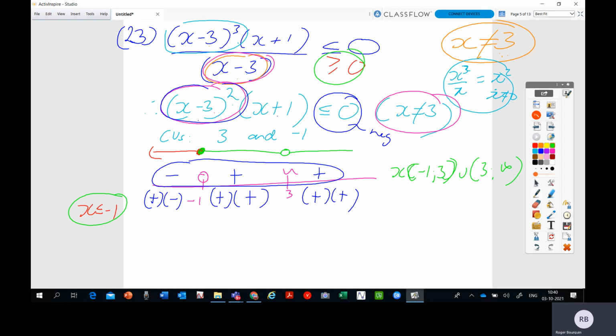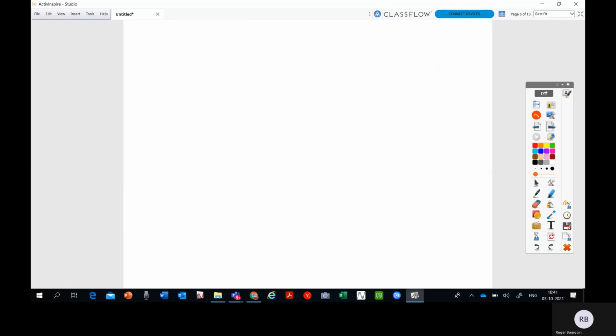(x minus 3) squared over (x plus 1) is less than or equal to 0. So your answer to the question we were doing, where's the negative? Just to the left of negative 1. If you sub in negative 10, that'll be negative, that'll be negative, the whole thing would be negative. All right, guys, that's 23. Press pause if you haven't got it.